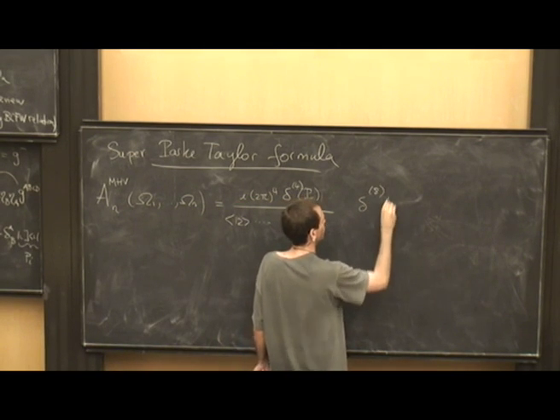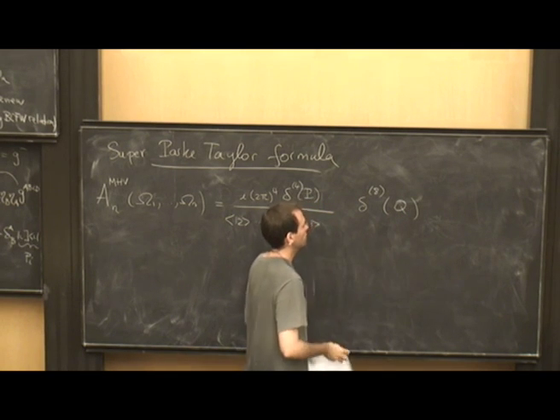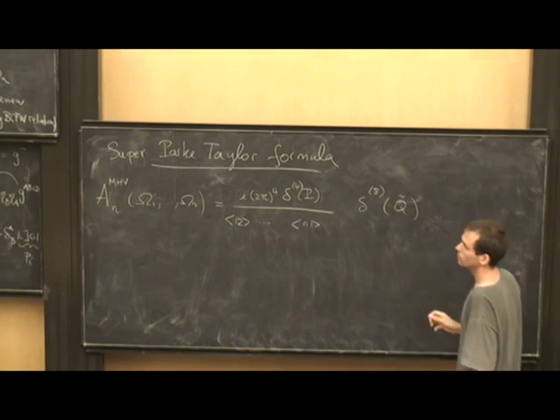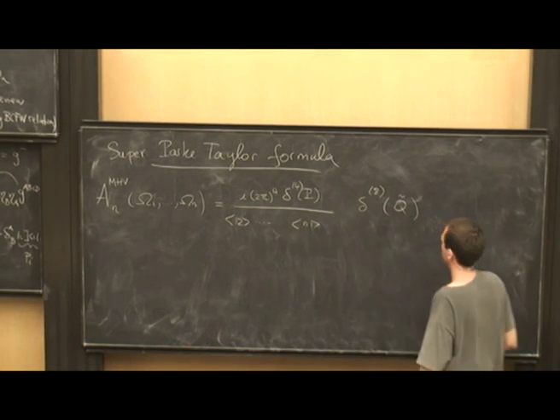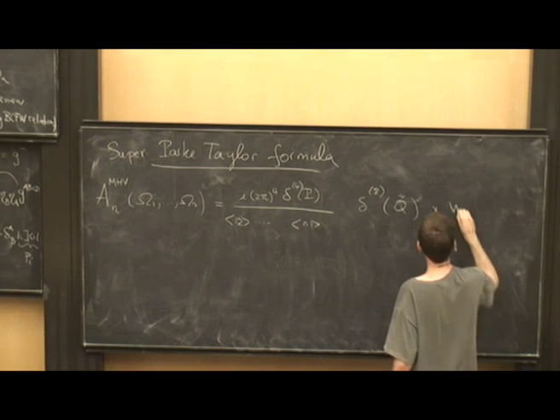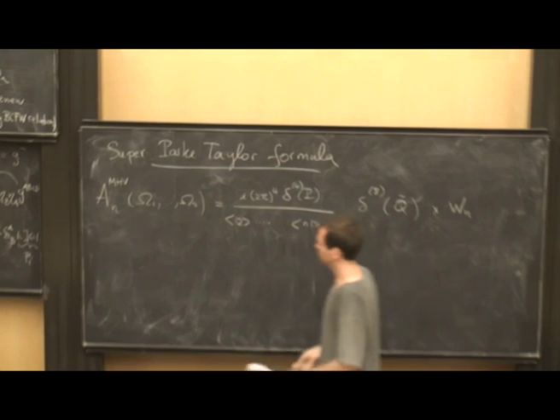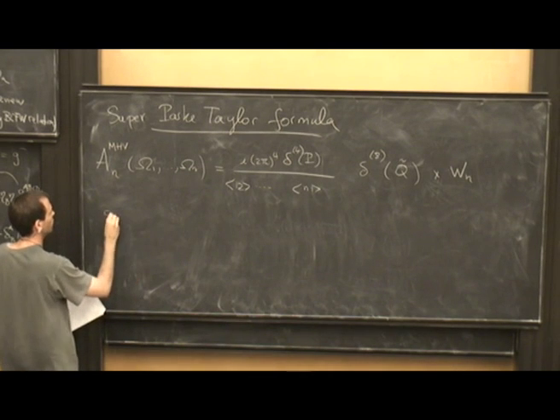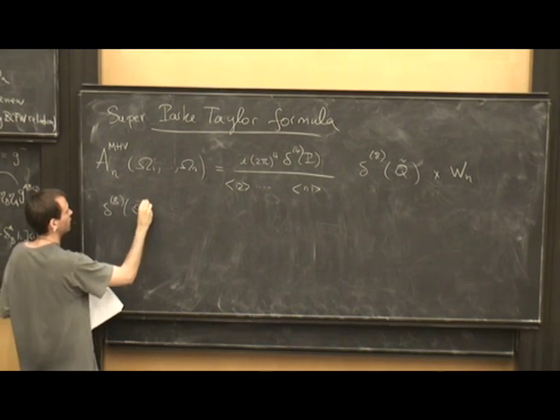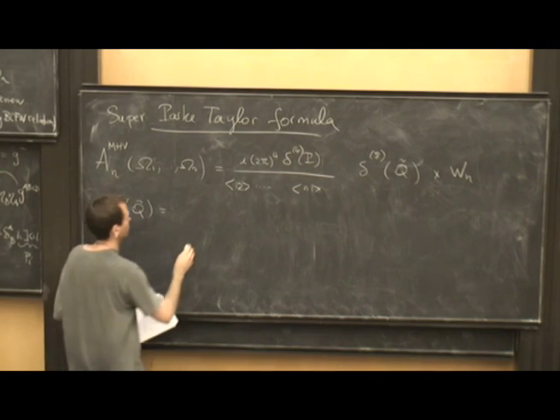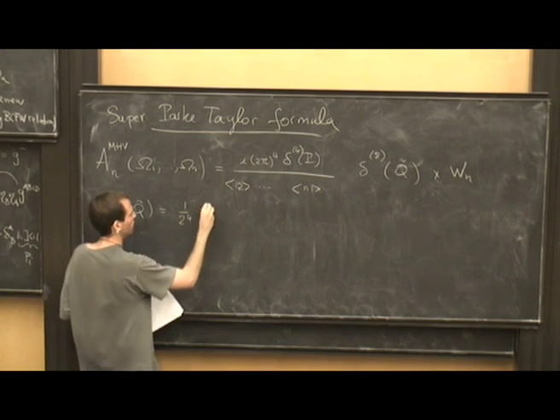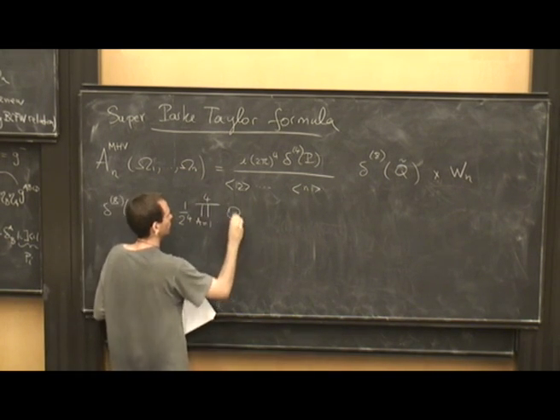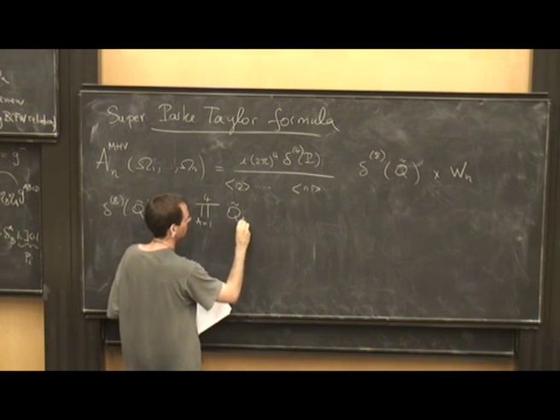And then there is the numerator, which we can write as a delta 8 of Q tilde, which is, if you wish, a supersymmetric version of the conservation of momentum, times some W_n. I will comment a bit on it. So this is just conservation of momentum. This delta 8, well, you know that a delta function for Grassmann variables is just a product with the Grassmann parameter. So this is in fact nothing else than a product over all the possible supercharges. How do I write it like this?